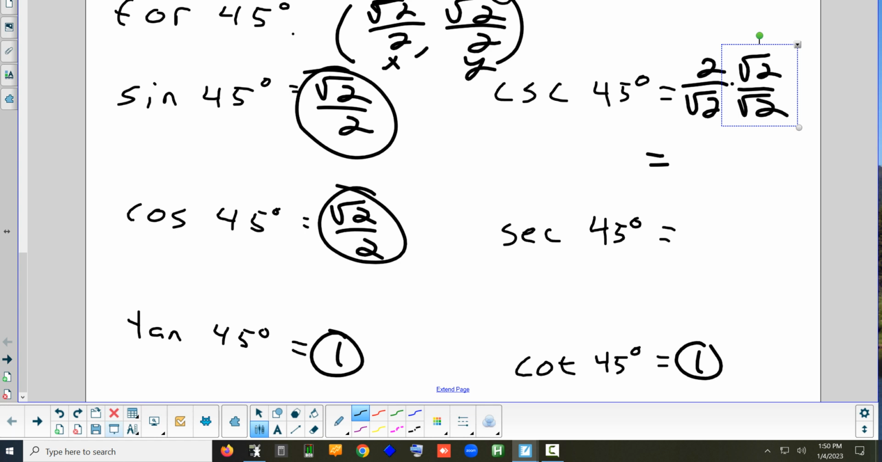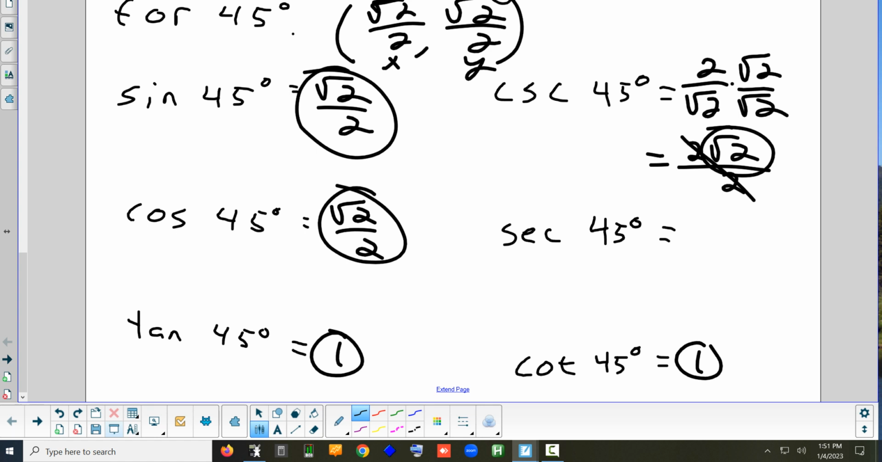On top, what's 2 times the square root of 2? 2 square root 2. Just 2 square root of 2. And Jenna in the bottom, what's the square root of 2 times the square root of 2? 2. But then since you have a 2 in the top and a 2 in the bottom, it cancels. And the final answer, square root of 2. So Gavin, what's my secant going to be?